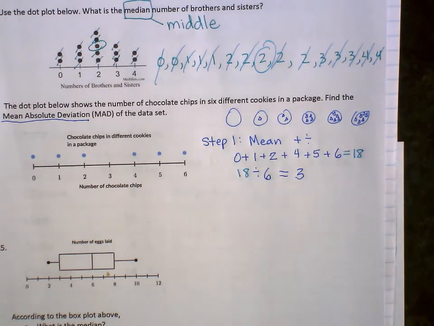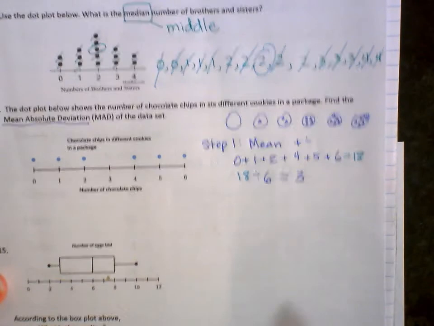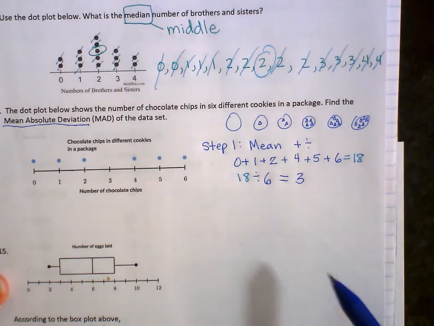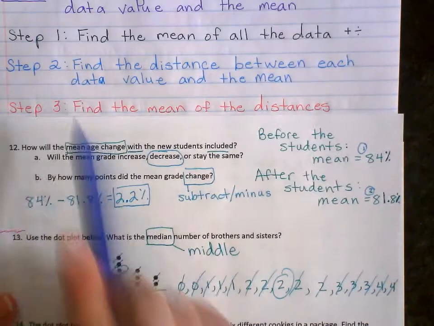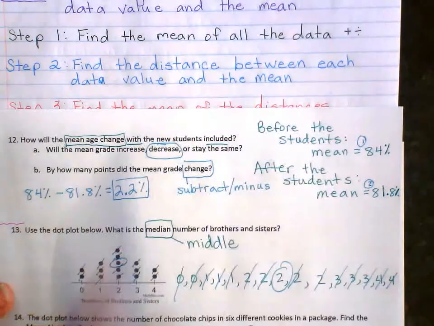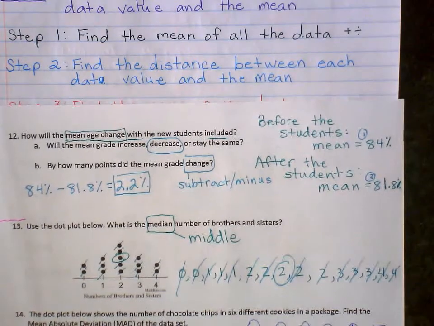But it doesn't say find the mean, it says find MAD. So how much on average do these deviate? Do they differ from the average? Step 2, find the distance between each data value and the mean.